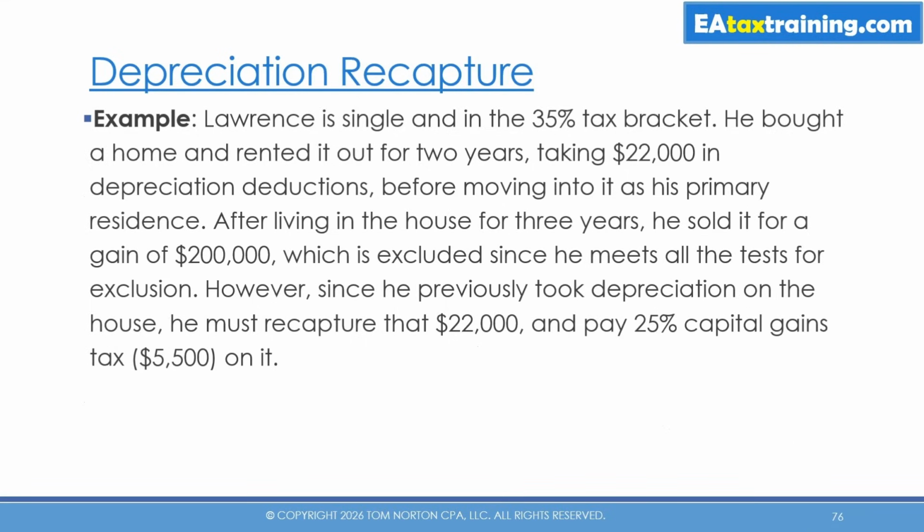So let's do an example. Lawrence is single and in the 35% tax bracket. He bought a home and rented it out for 2 years, taking $22,000 in depreciation deductions before moving into it as his primary residence. After living in the house for 3 years, he sold it for a gain of $200,000, which is excluded since he meets all of the tests. However, since he previously took that depreciation deduction of $22,000, he has to pay 25% capital gains on that deduction. So that's $22,000 times 25%, which is $5,500.